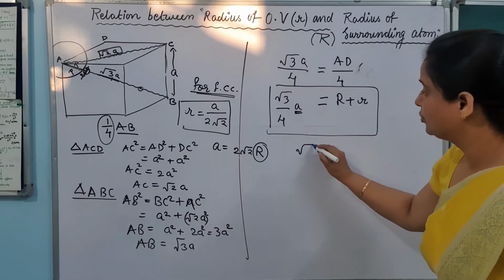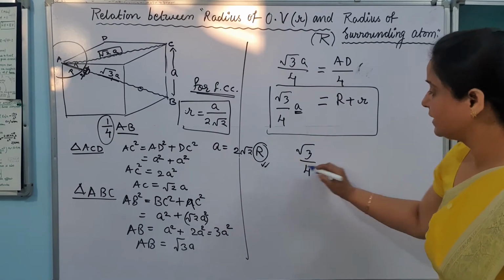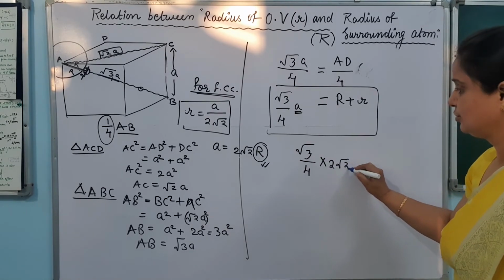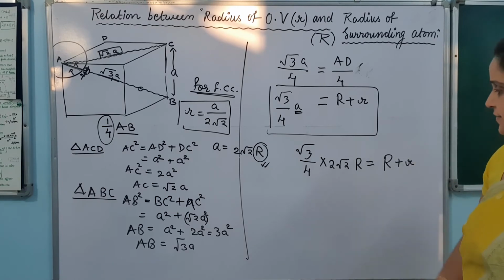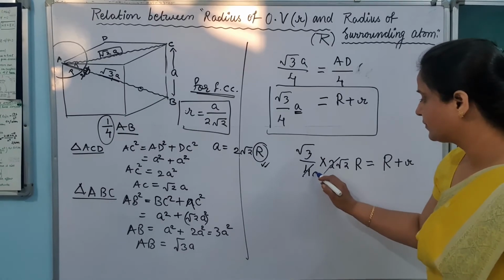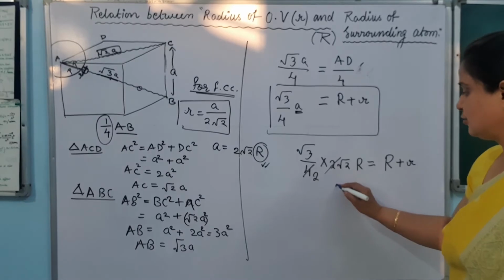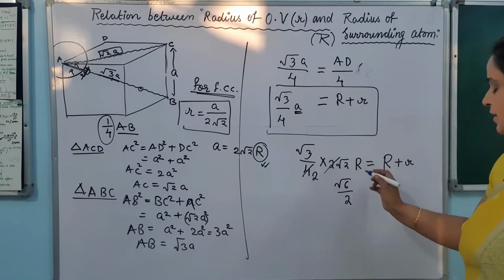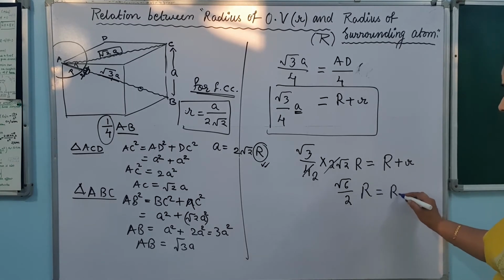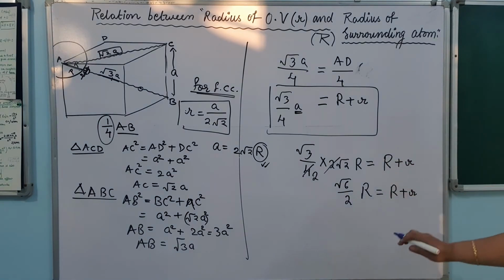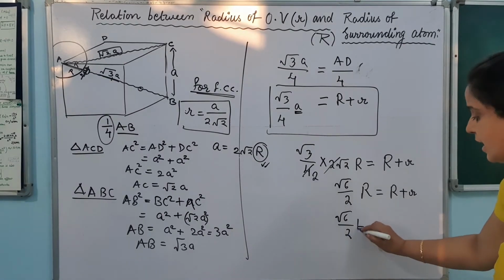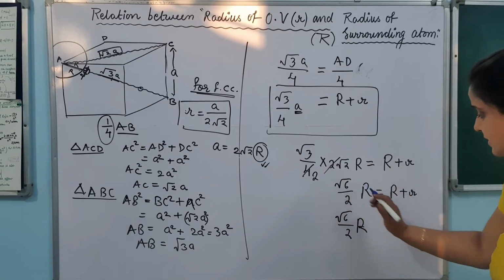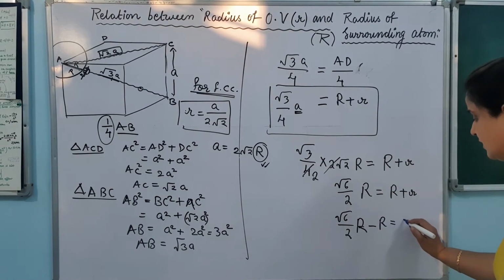So here it is root 3 by 4. In place of a I am using 2 root 2 R, which is equal to small r plus capital R. This way, isn't it? Now this becomes root 3 by 2, and this is root 6 by 2. Okay, so root 6 by 2 R equals small r plus R. If you calculate, root 6 by 2 R minus R, shifting it this side, equals small r.